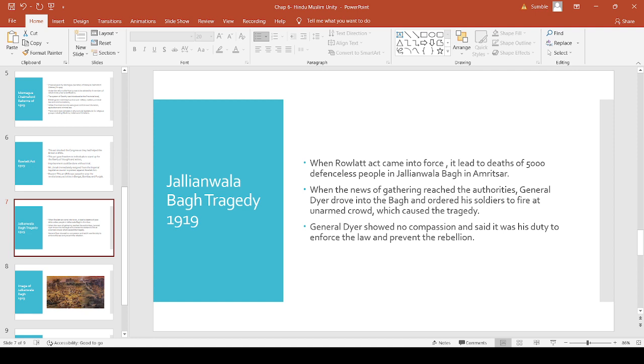Simultaneously, when the Rowlatt Act came into force, it led to the deaths of 5,000 defenseless people in Jallianwala Bagh in Amritsar. When the news of the gathering reached the authorities, General Dyer drove into the Bagh and ordered his soldiers to fire at the unarmed crowd, which caused this tragedy. General Dyer showed no compassion and said it was his duty to enforce the law and prevent the rebellion.